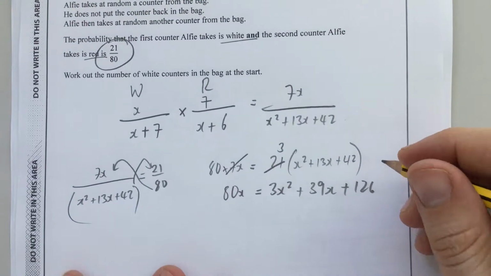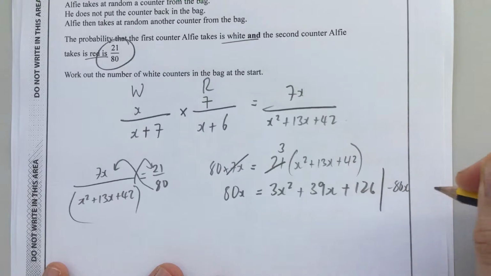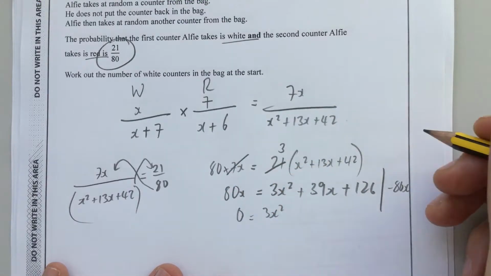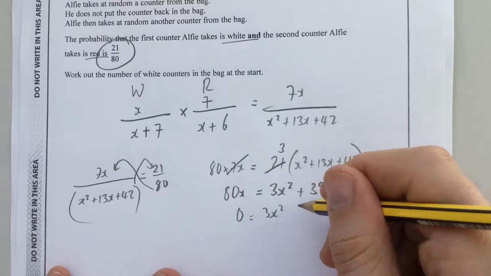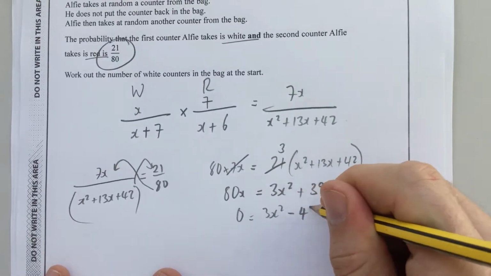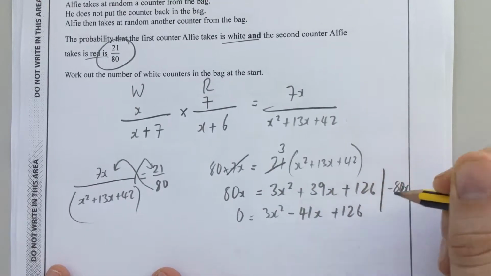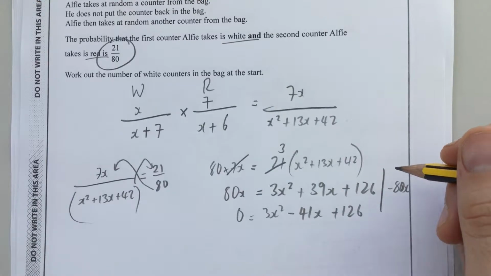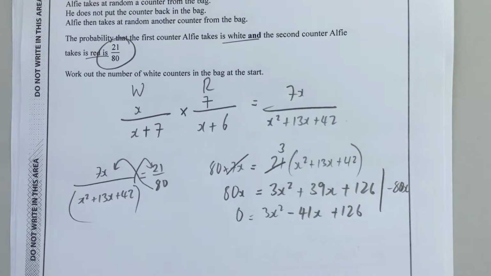Anyway, we get that. And then I need to make it equal to 0, so I'm going to take away 80x. So 0 equals 3x squared, 39 take away 80 is minus 41x, plus 126. That's it so far. Hoping there's no mistake. I'm properly stalling because I don't want to filter any more mistakes in, but there we go.